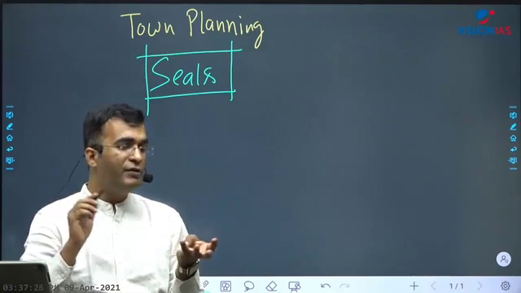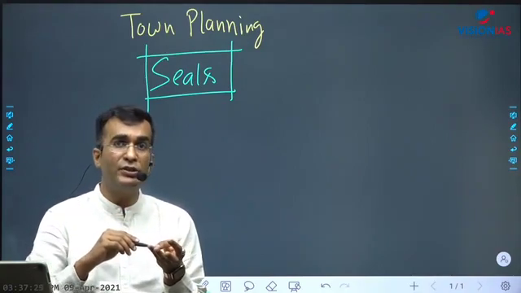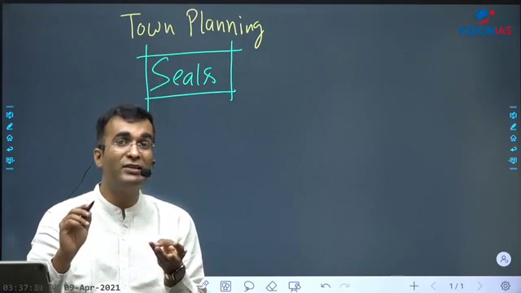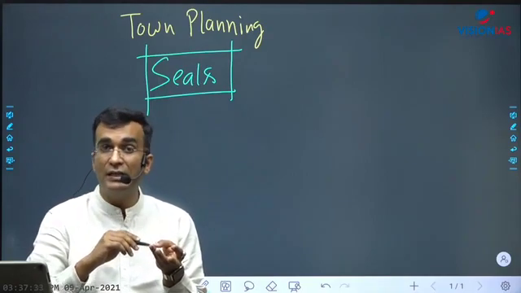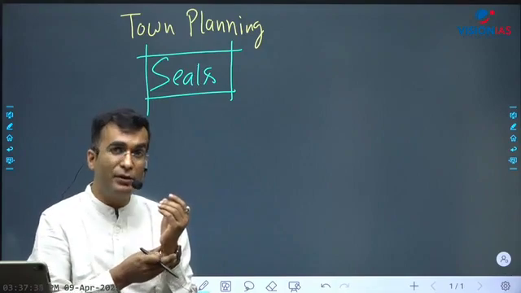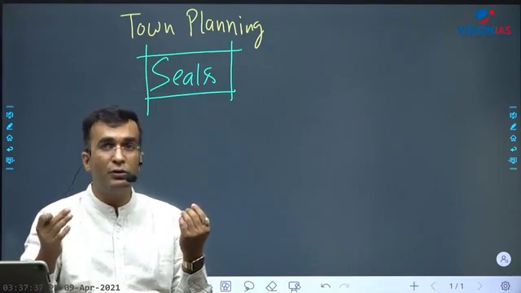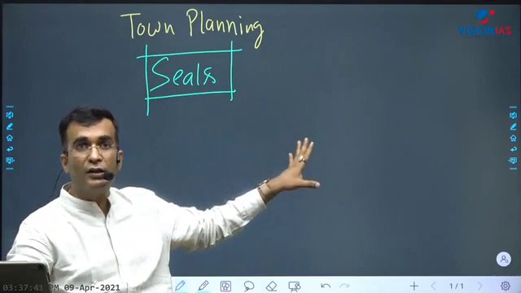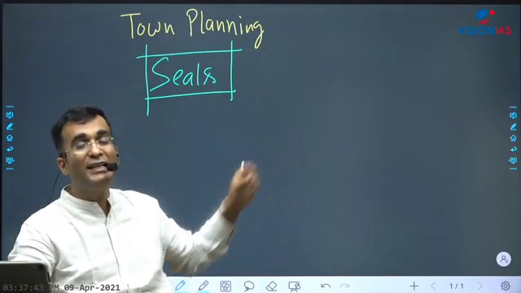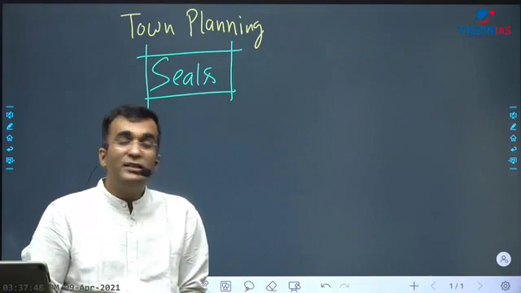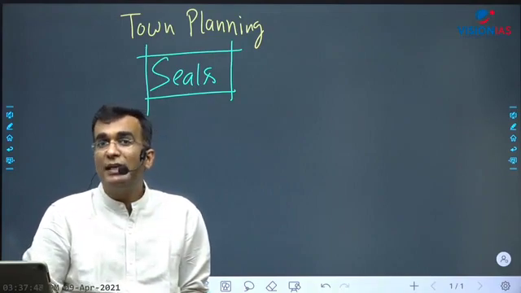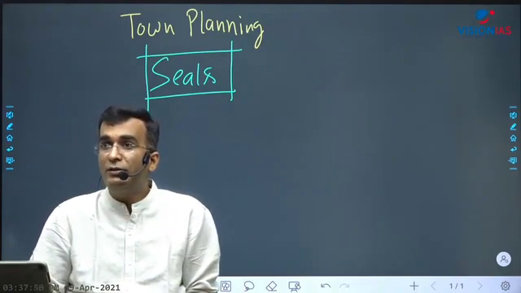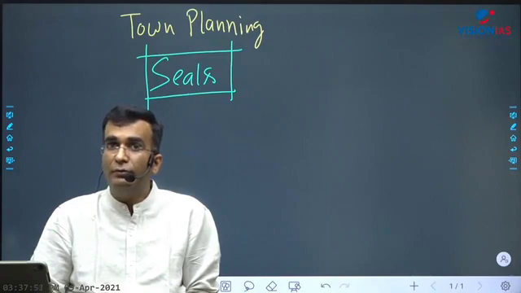We have instances of copper and bronze seals, but we also have instances of gold and silver seals, though very few in number. So these all materials were used for the manufacturing of the seal. Then, what is the shape of the seal? It is a geometrical shaped object, meaning that it could be square, rectangular, or circular.